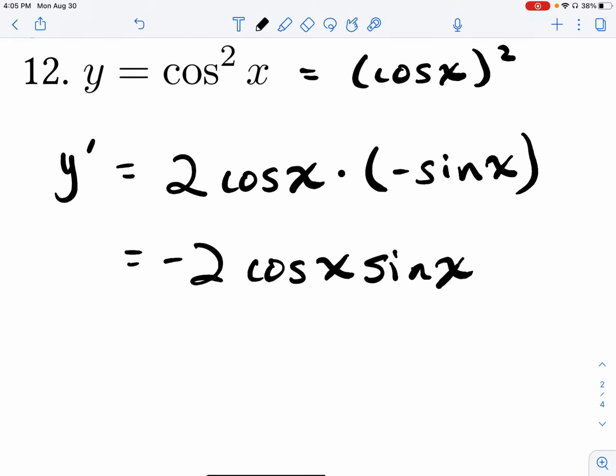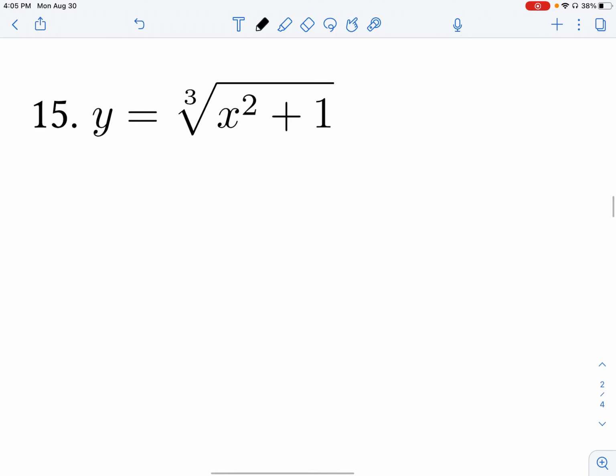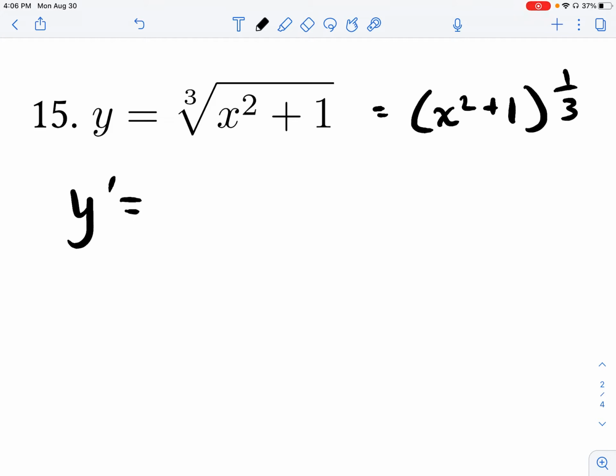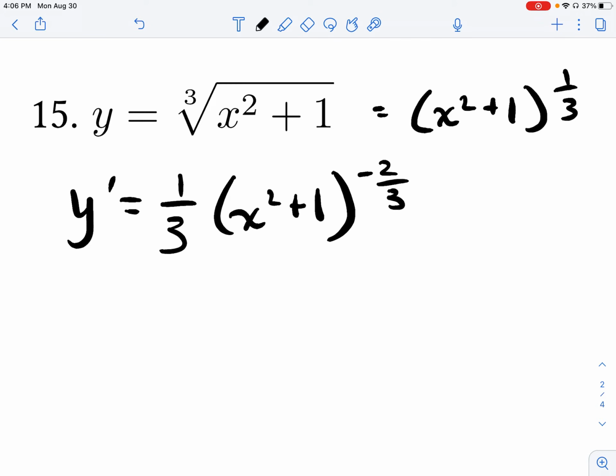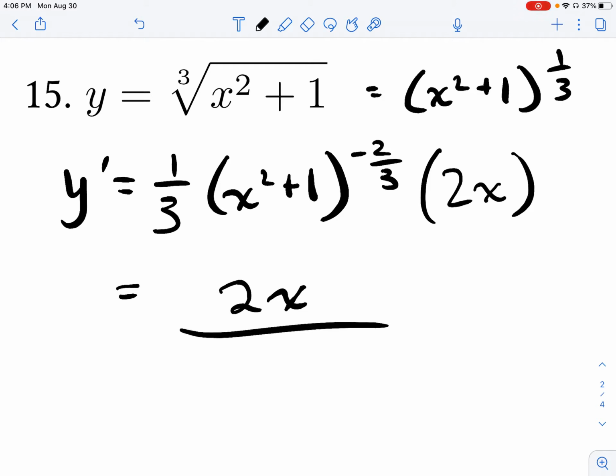All right. Let's go ahead and try something like this problem here below. Okay. Well, this one here, we would also write as x squared plus 1 to the 1/3 power. So then y prime would be 1/3 times x squared plus 1 to the negative 2/3 power times the derivative of our inner function, sorry about that, times 2x. And if we wanted to clean this up, we could write this as 2x over 3 times x squared plus 1 to the 2/3 power.